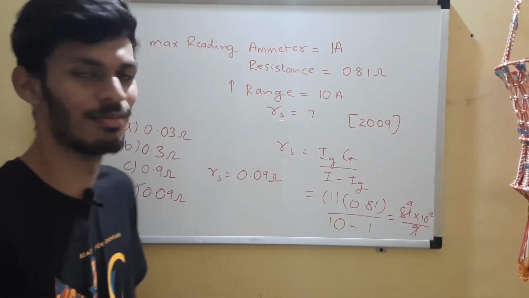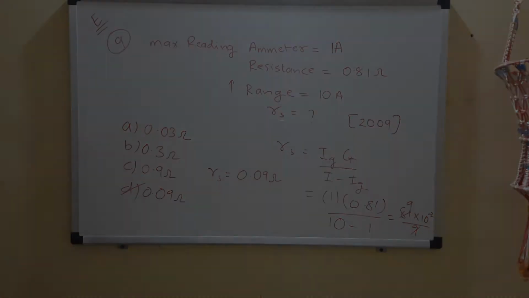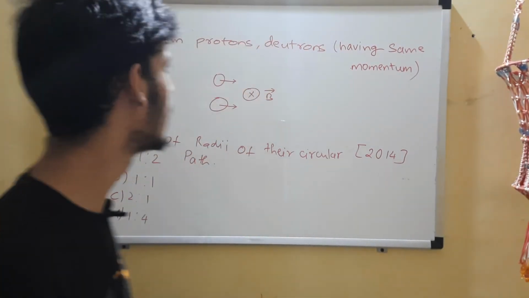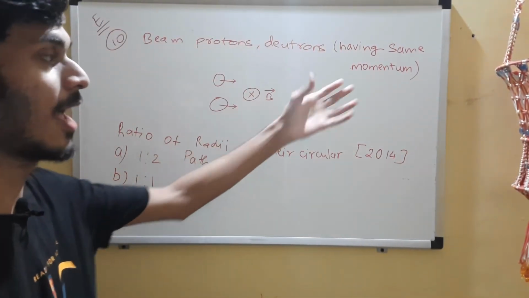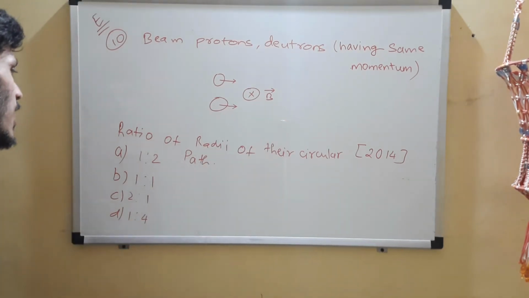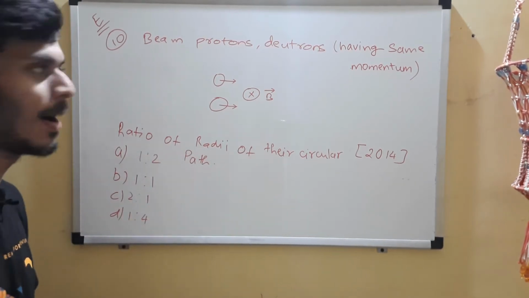So let's move to the next question. Question 10 over here: in this question you have fired a beam of protons and neutrons having the same momentum in a region of magnetic field. Directions as shown, you are supposed to tell the ratio of radii of their circular paths.